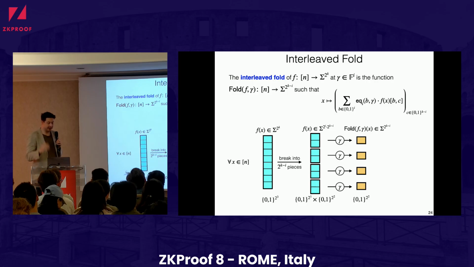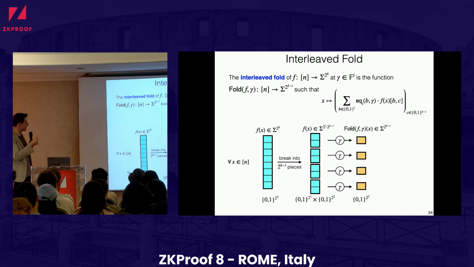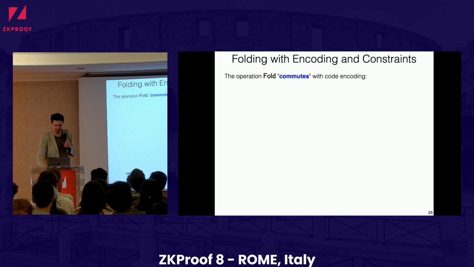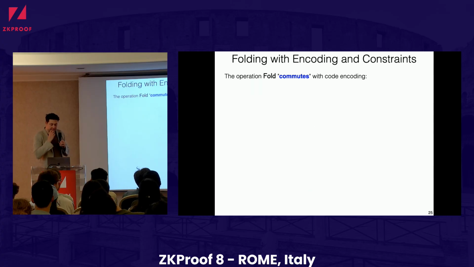Instead of being fully random, it's just some other coefficient vector that is related to EQ. The role of EQ here is that it's doing a sum in the systematic part of the code, and we'll see later how that matters. So that's the interleaved fold. So far it just seems like some arbitrary operation, but on the next slide I'll tell you what its properties are. There are some nice properties.